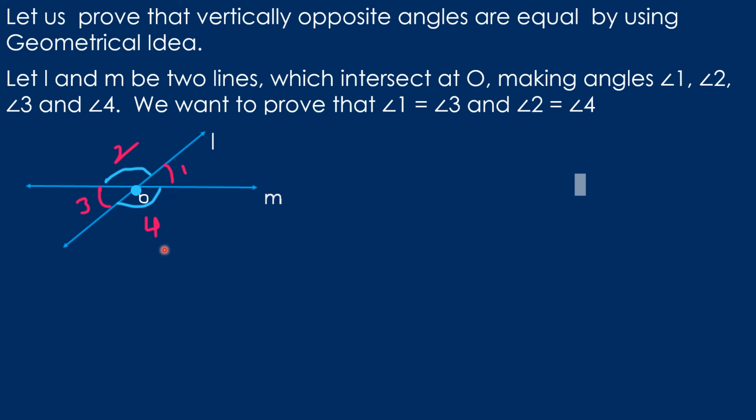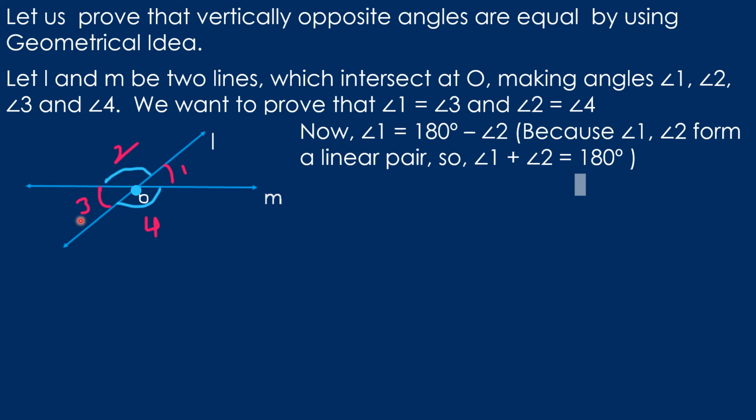So first, let us take angle 1 equal to angle 3. Therefore, angle 1 is equal to 180 degrees minus angle 2, because angle 1 and angle 2 form a linear pair, and when we take the sum of these two angles it is equal to 180 degrees. Therefore, angle 1 is equal to 180 minus angle 2.